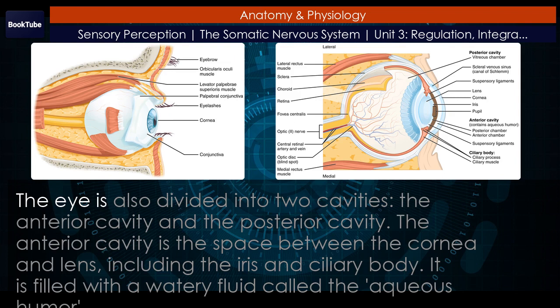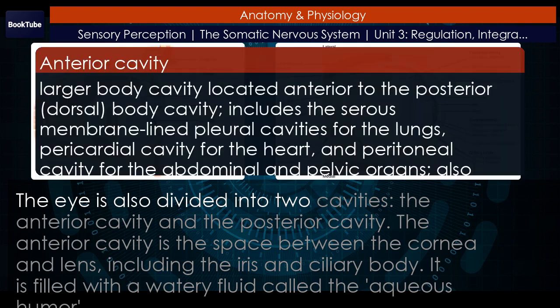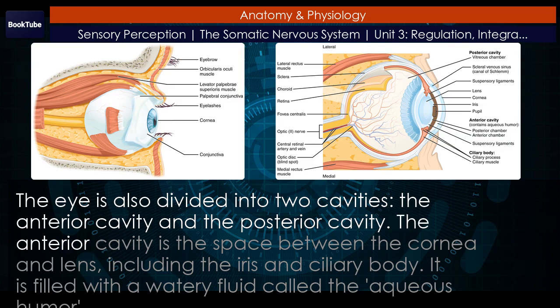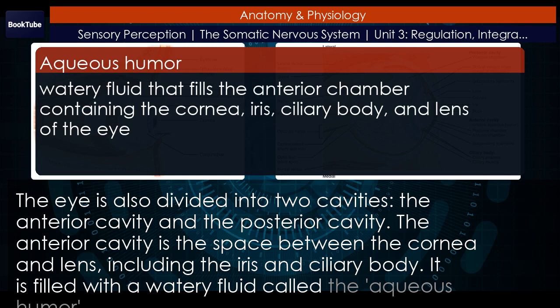The eye is also divided into two cavities, the anterior cavity and the posterior cavity. The anterior cavity is the space between the cornea and lens, including the iris and ciliary body. It is filled with a watery fluid called the aqueous humor.